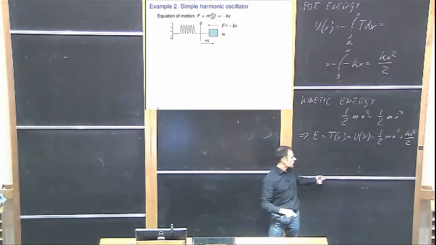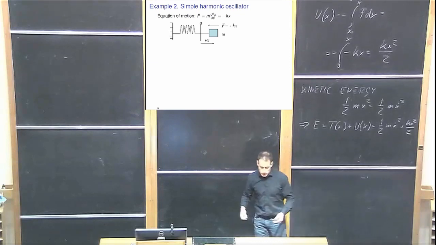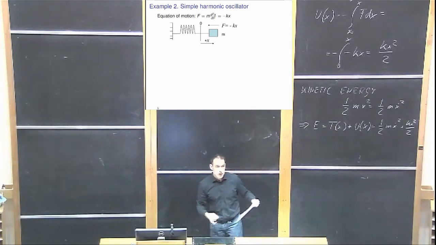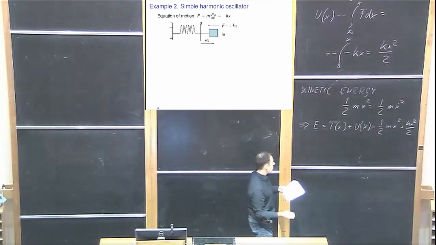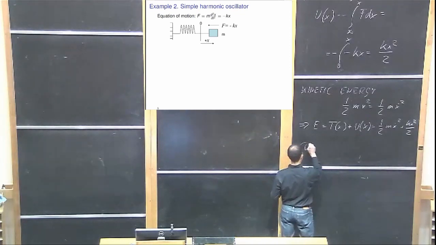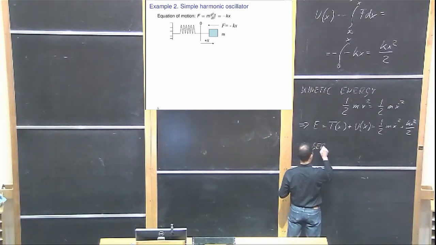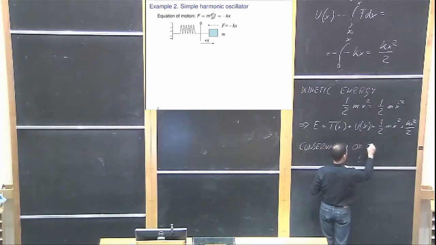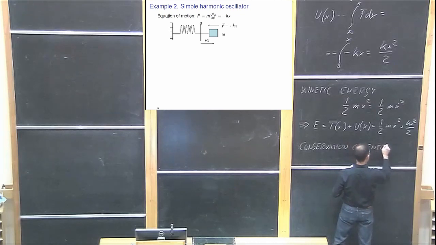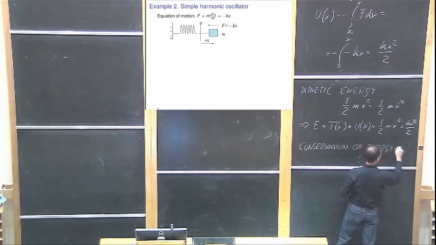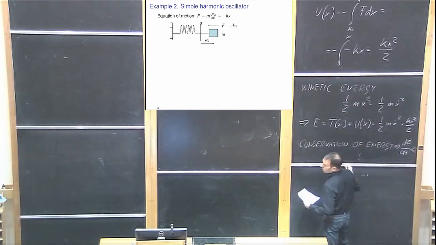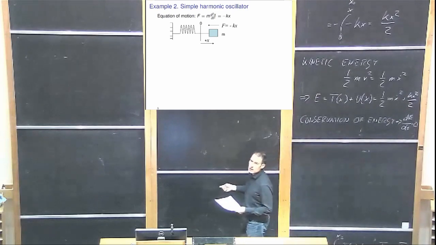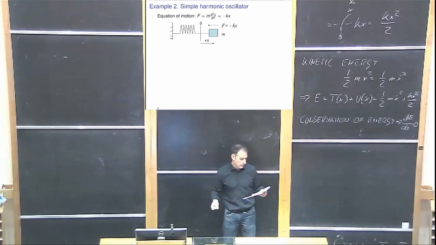We've got a conservative force. We're going to check for the conservation of energy in there. Conservation of energy implies that dE over dt equals 0. So the overall energy in the system doesn't change over time.